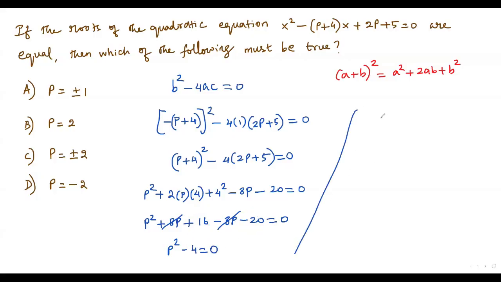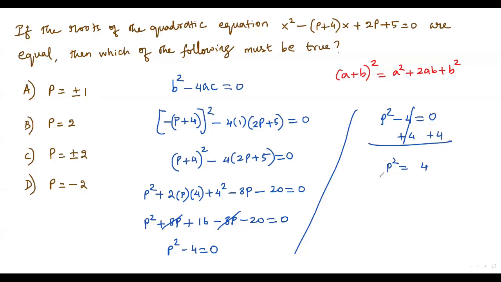Now let me continue over here. We have p² − 4 = 0. Now let me add 4 to both sides. When I add 4 to both sides, −4 and +4 will cancel out. Then I'm getting p² = 4. My aim is to get the value of p, because in the given answer choices we have values for p. So to solve for p, I have to get rid of the square.